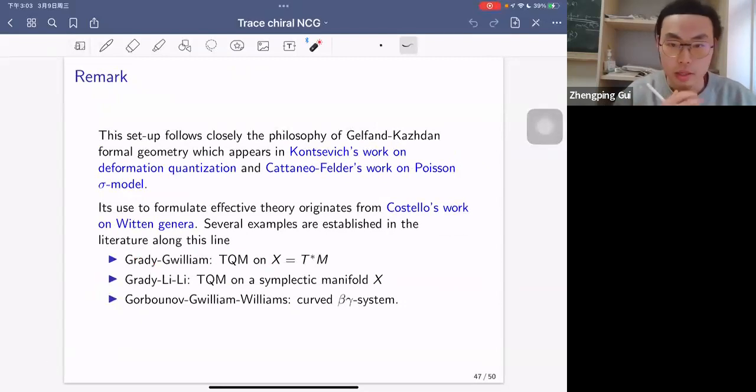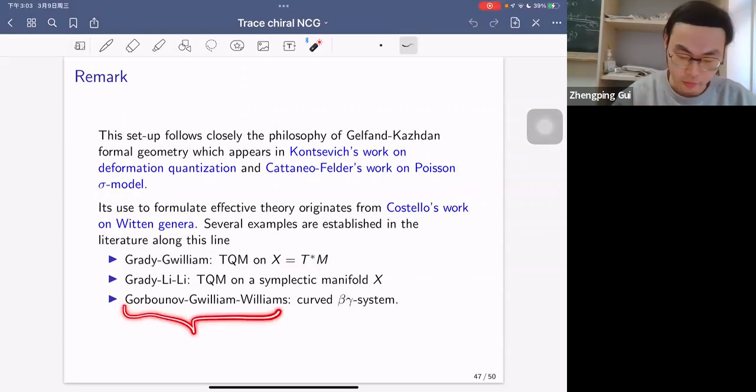Related work. This philosophy already appears in Kontsevich's work on deformation quantization, and Cattaneo-Felder's work on the Poisson sigma model. And the idea to use this effective theory is originally from Costello's work on the Witten genus. And there are several works along this line. Grady-Gwilliam for the cotangent bundle, the one-dimensional cotangent bundle, and Gwilliam-Williams for the curved beta gamma system, they build the factorization algebra.